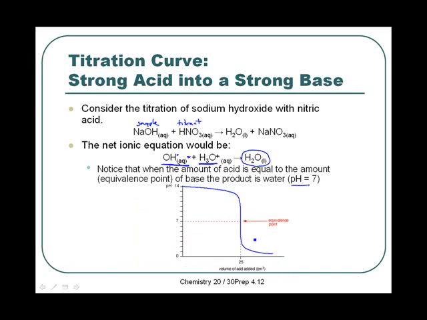Okay, so what we're doing is, here's our burette, then here's our Erlenmeyer flask. And we're measuring the pH in the Erlenmeyer flask as we add titrant to it. And so at the beginning, before we add anything, the pH is going to be up at 14. As we start adding acid to our solution, the pH is going to start to drop.